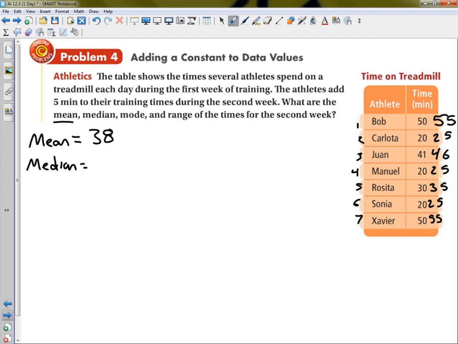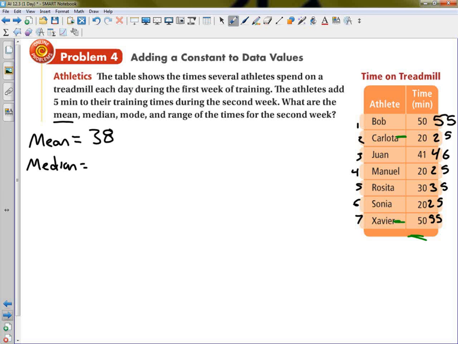Median. Remember, median is the middle number, so we need to count down from the top and up from the bottom until we get to the median. This list right here is not currently in order of smallest to largest numbers, but we can still count down. So let's start off. The smallest number looks like it's 25. Here's a 25 right here for Carlota. And the largest is 55 for Xavier.